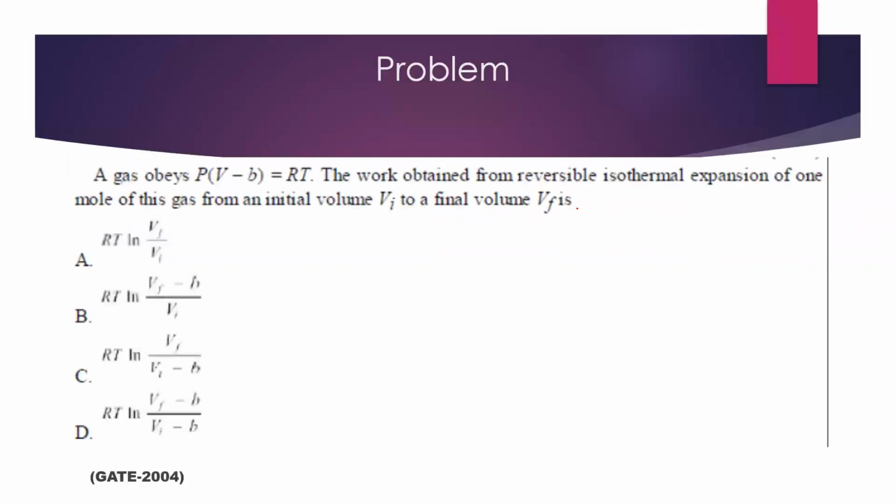So today we'll start our class with this problem. A gas obeys P(V minus B) equals RT. The work obtained from reversible isothermal expansion of 1 mole of this gas from an initial volume of Vi to a final volume of Vf is. So this is quite an easy question. It came in GATE 2004.